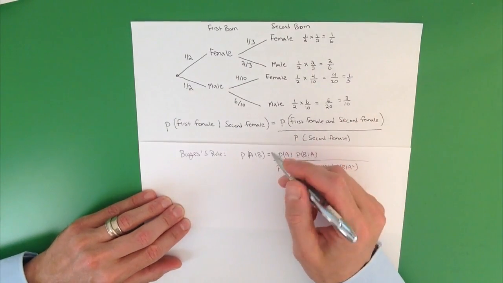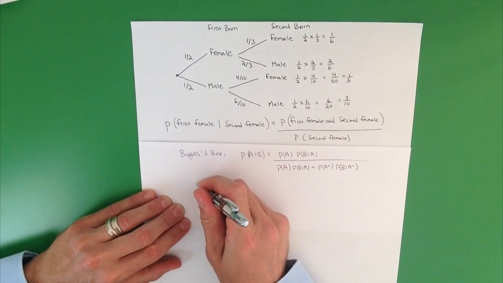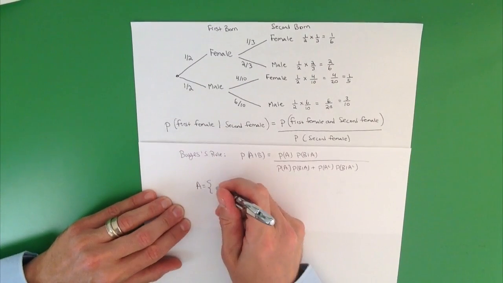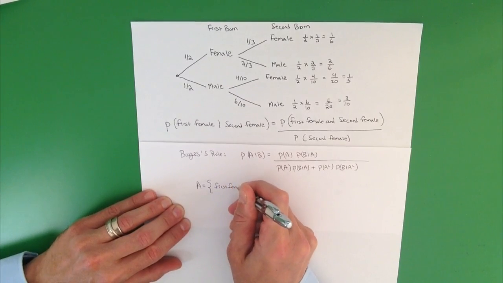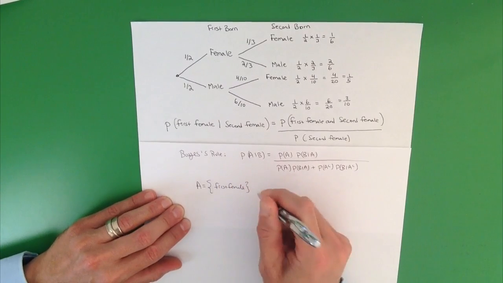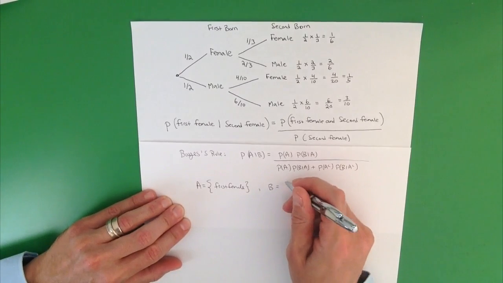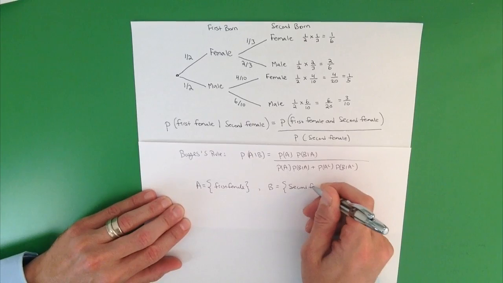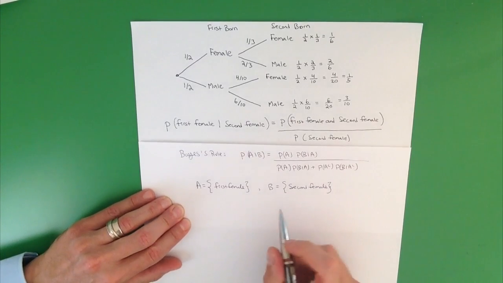How can that be? Well, we need to define the events. So the event A here is that the firstborn is female. And the event B is that the secondborn is female.